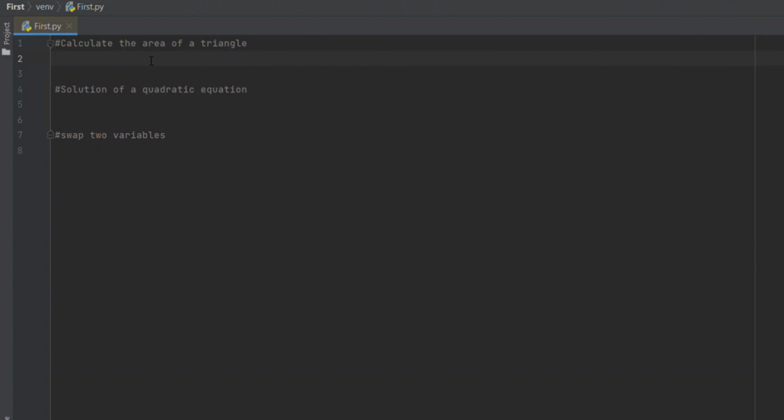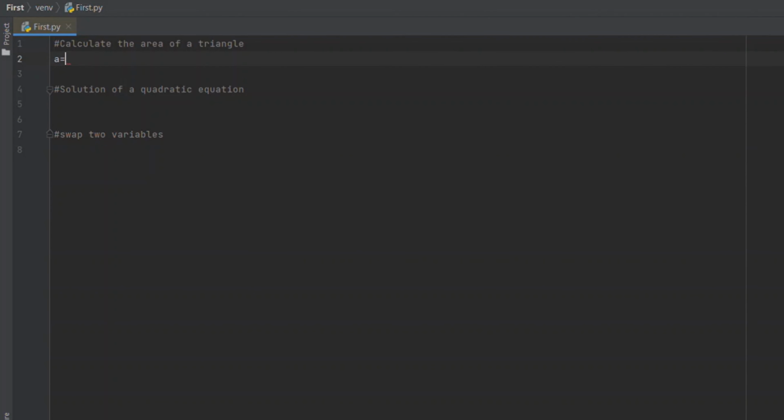Hello everyone. In this video, we will see the Python program to calculate the area of a triangle, to find the solution of a quadratic equation, and the Python program to swap two variables. We will see the first program, calculate the area of a triangle.